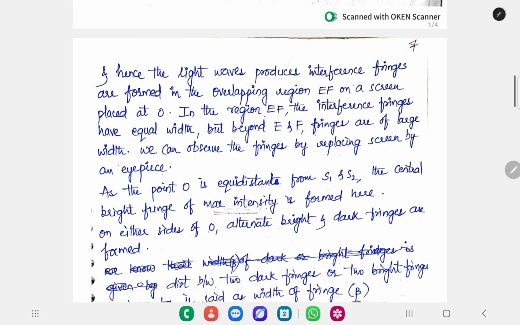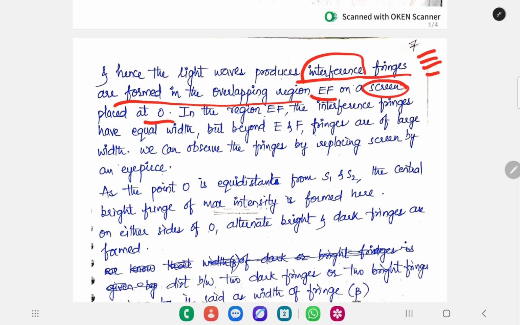Hence the light waves produce interference fringes. After the light wave is coming and illuminating, we can see the interference fringes, because there we can see two waves. The two waves are interfering and we can see the pattern. Interference fringes are formed in the overlapping region EF on the screen placed at O. In the region EF, the fringes have equal width, but beyond E and F, fringes are of large width. We can observe the fringes by replacing the screen with an eyepiece.